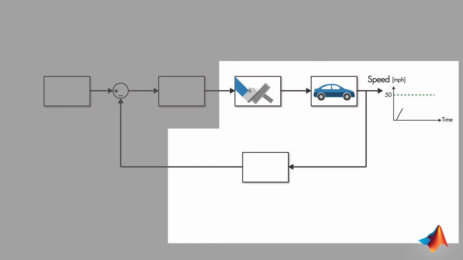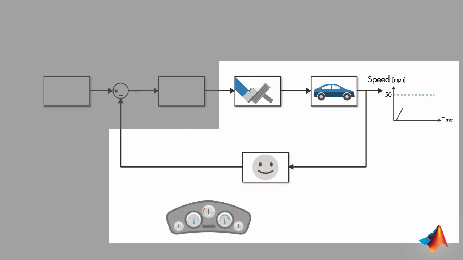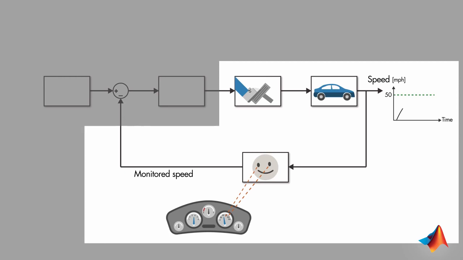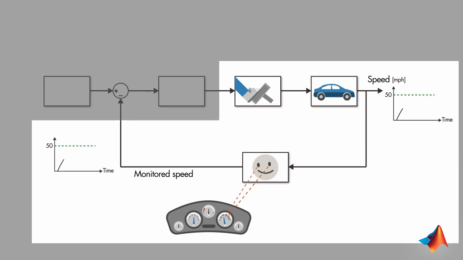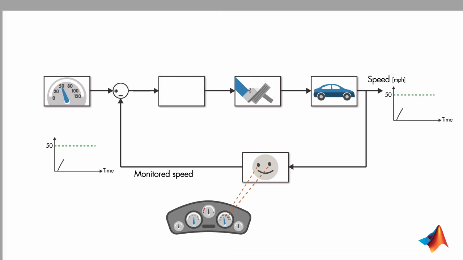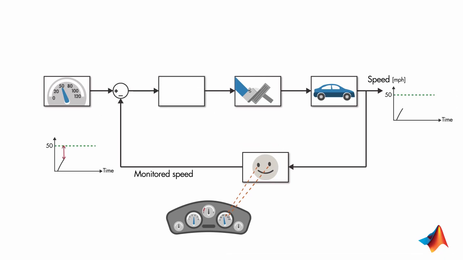Next, you look at the speedometer to see at what speed you are. Let's show the monitored speed on this plot. Then you compare it to what you want. This is done by finding the difference between the desired and monitored speed, and it is called the error.